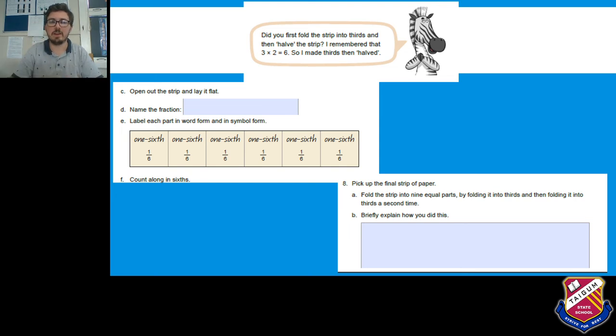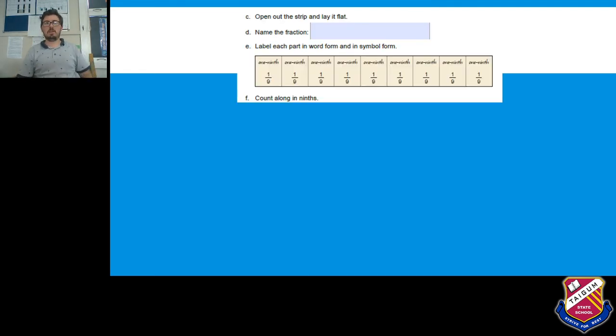So pause the video, go to 8b and explain how you folded that up. Go to D and name the fraction. Now label each of those fractions.